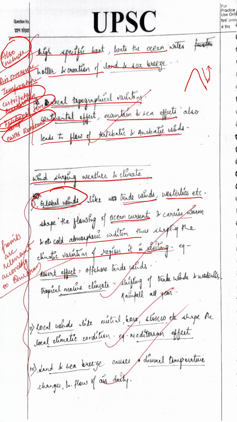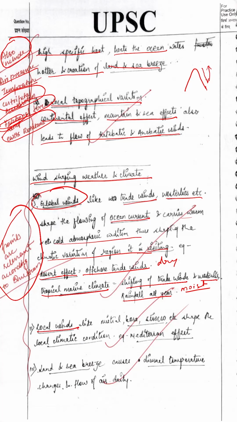For example, the desert effect, it is offshore trade winds, which are also dry. Then the tropical marine climate, shifting of trade winds and the westerlies, rainfall all the year. So this is moist air. Okay, these are the moist winds. So here we can see that this comment is also being provided by the evaluator, for making the answer better.